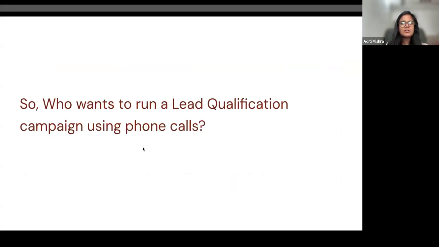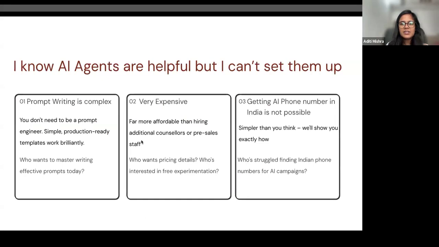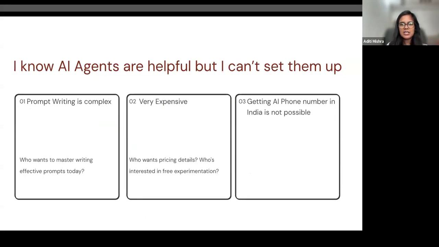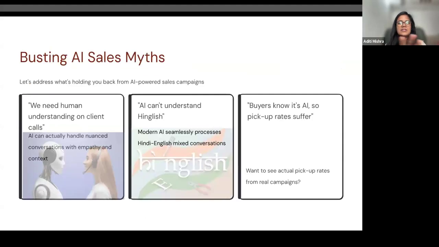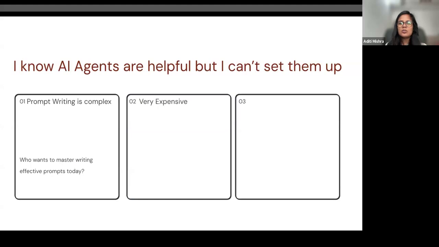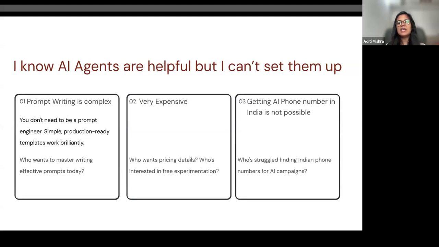Now that we have talked about all of this, and we busted the myths earlier, quickly showing you all the myths that we talked about. That the AI can understand nuanced conversation, it can talk in English. We can also talk about pickup rates if you have concerns over there, and also talked about how you can set up your AI agents, and some myths around that we have resolved.